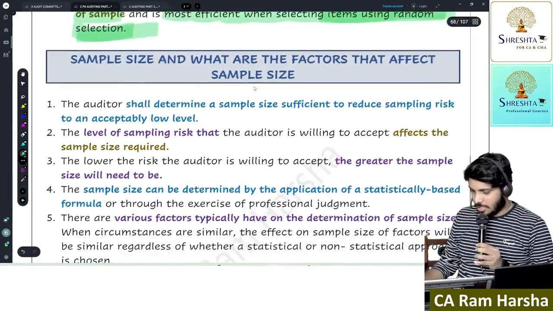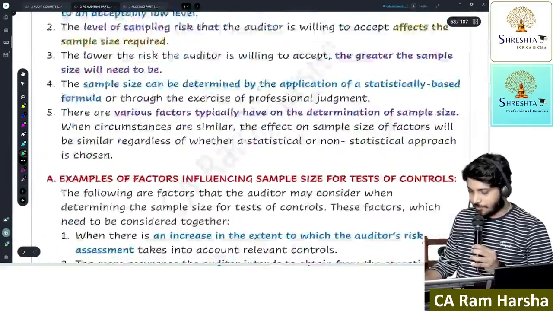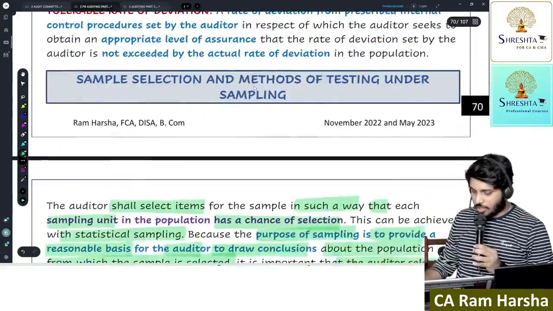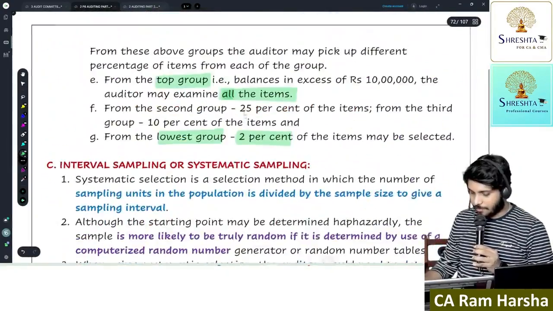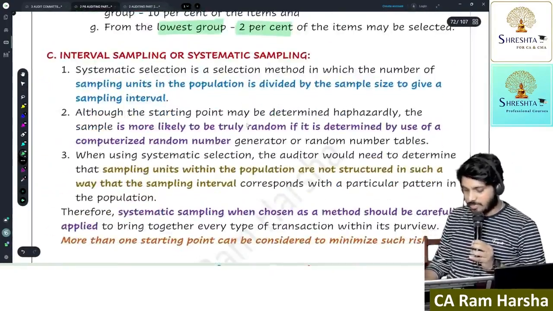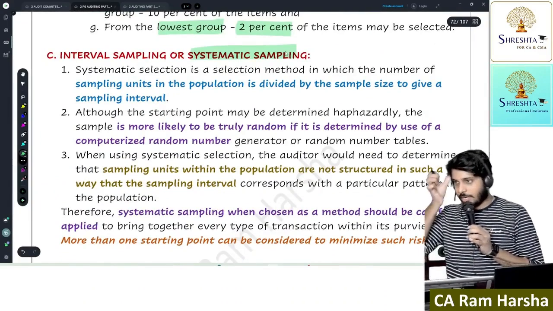Next. Now there is a discussion on sampling risk. Now, by the way, still we have some other methods. What is systematic selection or interval sampling?